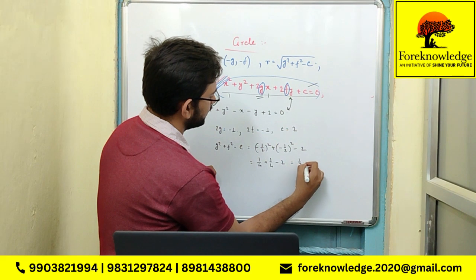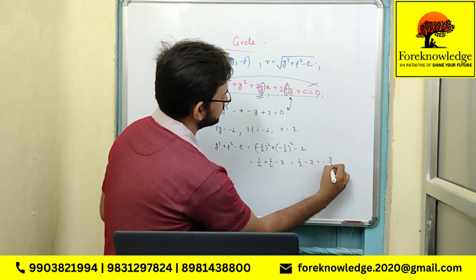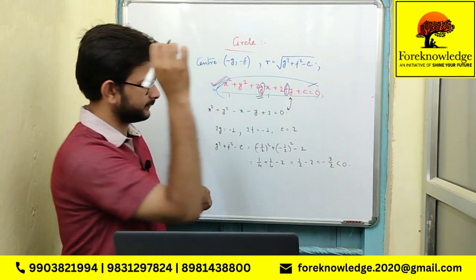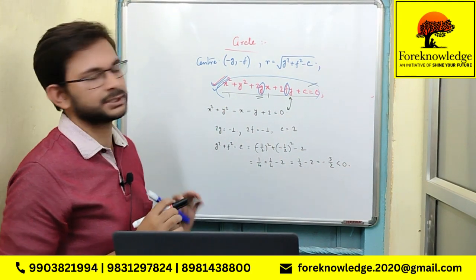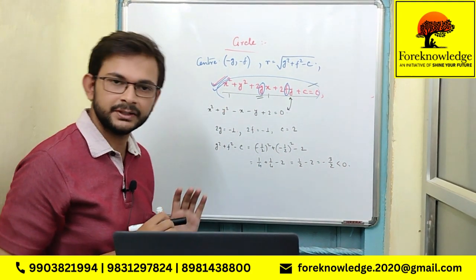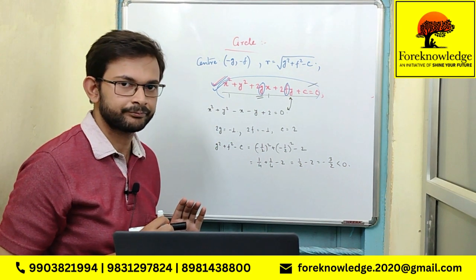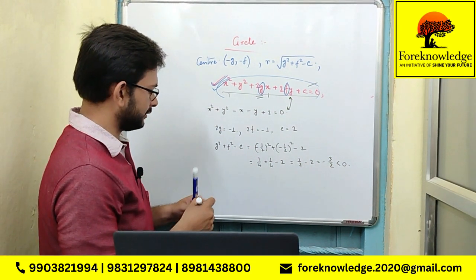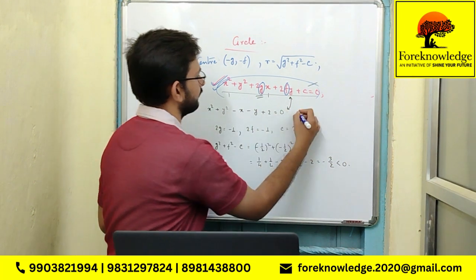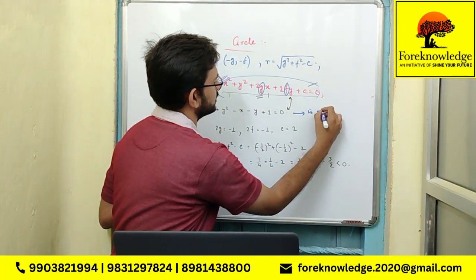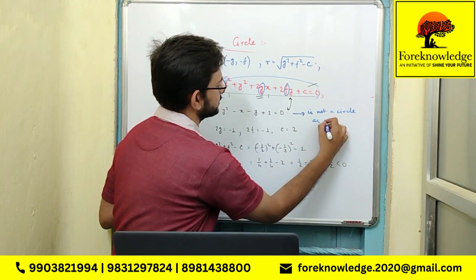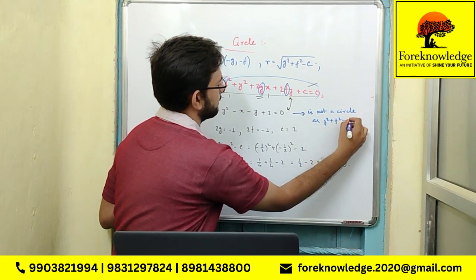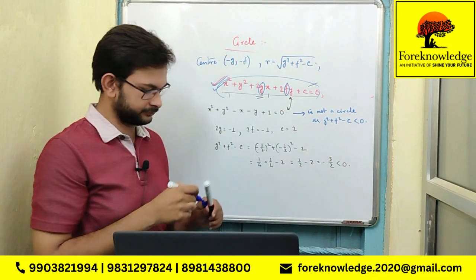That means 1 by 2 minus 2, which is minus 3 by 2. This is a negative quantity. So it cannot be a circle. So this equation is not a circle, because g square plus f square minus c is less than 0. Got it?